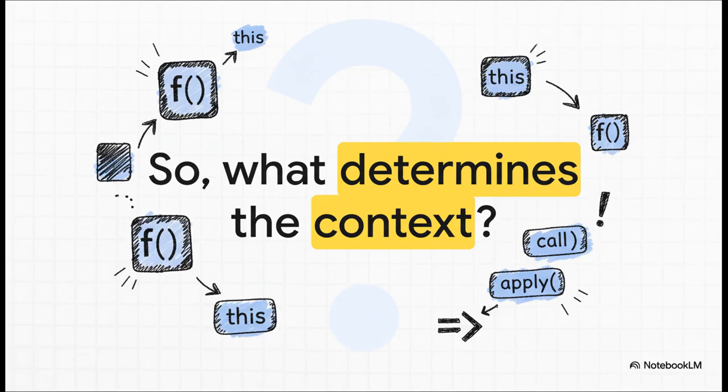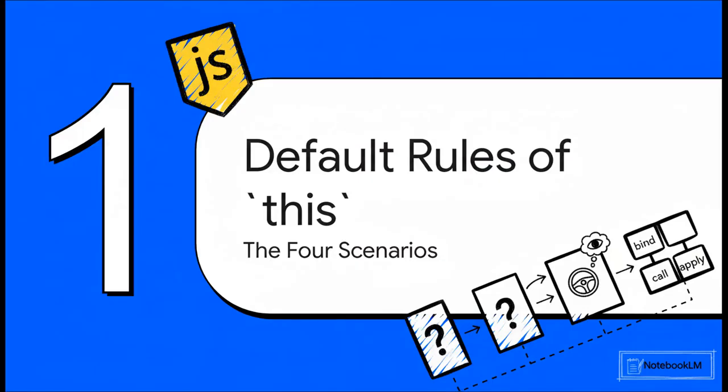So that's the million-dollar question, isn't it? If everything depends on how the function is called, well, what are the different ways to call one? Turns out JavaScript has a really clear, predictable set of rules that tell us exactly what this is going to be, and we're about to walk through every single one of them. First up, let's get into the 4 default rules. These are the automatic behaviors you're going to see 99% of the time when you're out there coding.